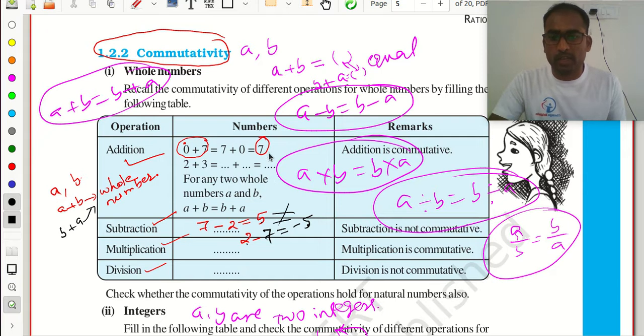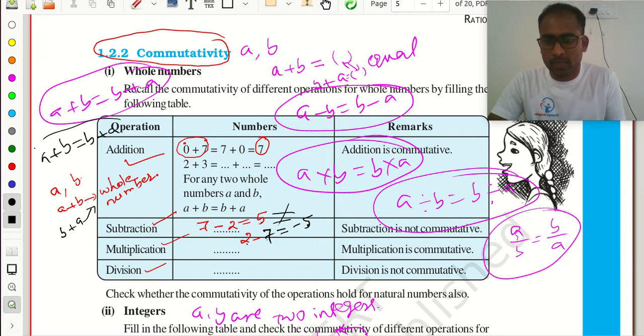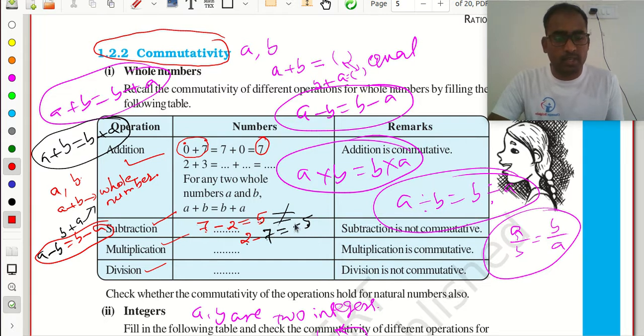To be commutative under addition, we need this relation: a plus b is equal to b plus a, where a and b are whole numbers. For subtraction, a minus b should be equal to b minus a. That is what we did here: 7 minus 2, a minus b, is 5. Again b minus a, reversed, 2 minus 7, I am getting minus 5. This 5 and this minus 5 are not equal. So I can say subtraction is not commutative.